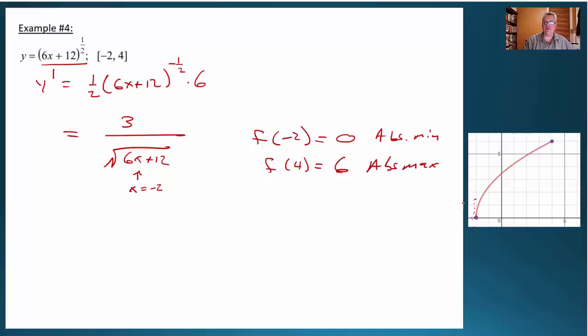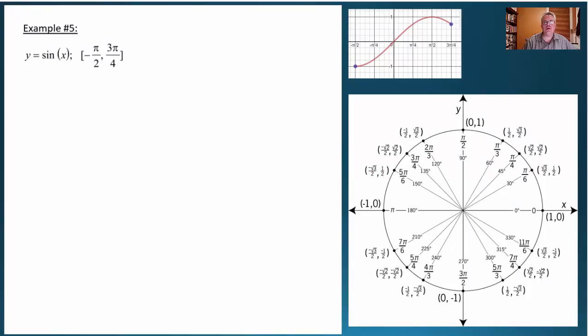And I love having a graph because it kind of verifies what we found on our own. That's the minimum right there at that endpoint. That's the maximum at that endpoint. All right, we just got one to go. This one's kind of a different flavor. We're going to do a trig function. We want to know the absolute max and minimum of sine of x from -π/2 to 3π/4 over that interval.